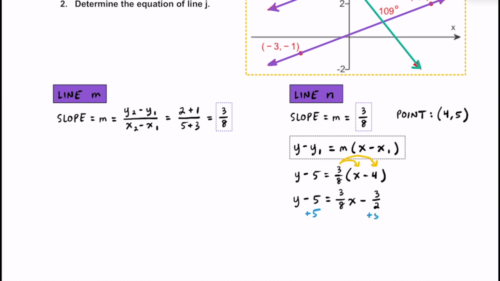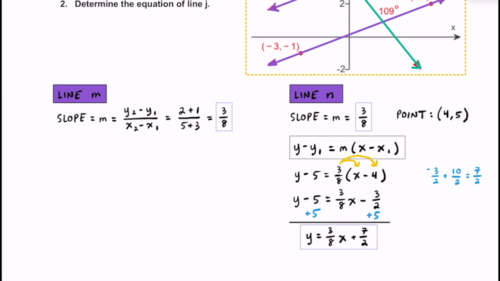If we add 5, on the left side we're just left with y, and it's equal to 3/8 x. On the right side we have this -3/2, and we're adding 5. Now 5 is the same thing as 10/2, so -3/2 plus 10/2 is going to be 7/2. That's also 3.5 if you want to write it that way, but I'm just going to keep it as an improper fraction, 7/2.